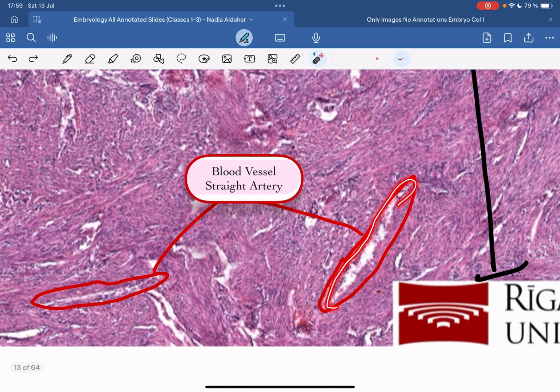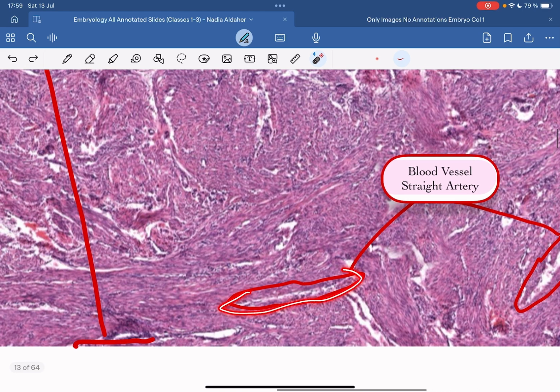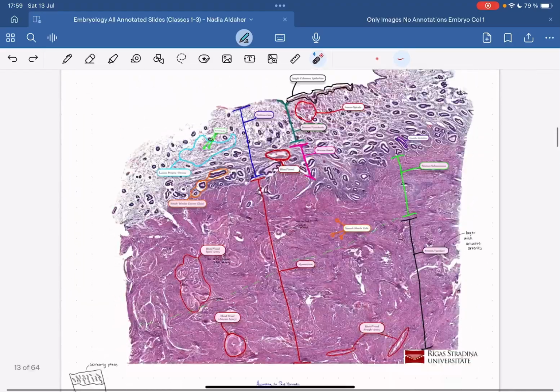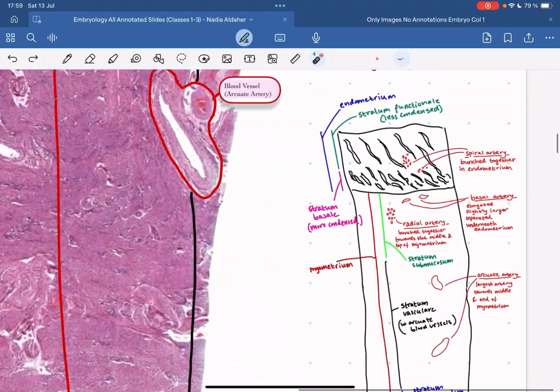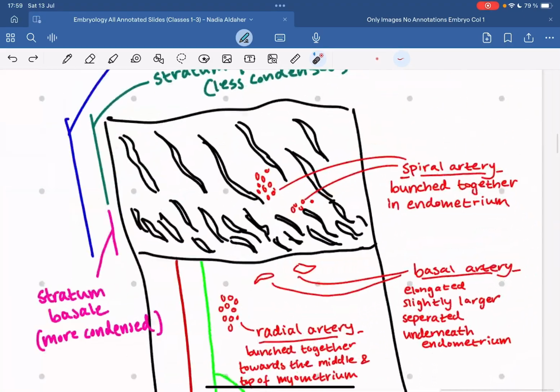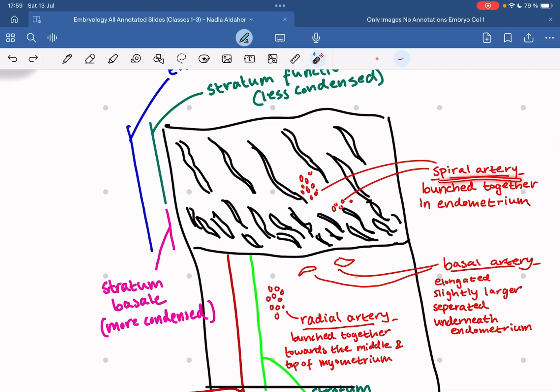But here you can see a slit-like thin straight artery. Here you can see it as well. That's all for Professor Ronne. Now, Professor Vaivads disagreed with some things. The first one being the spiral artery.